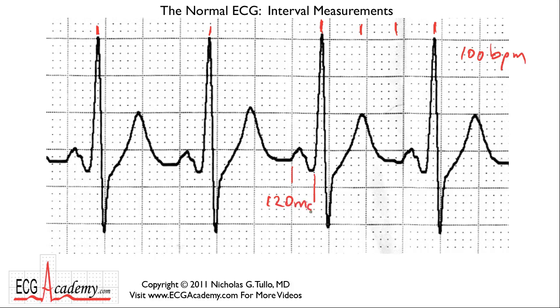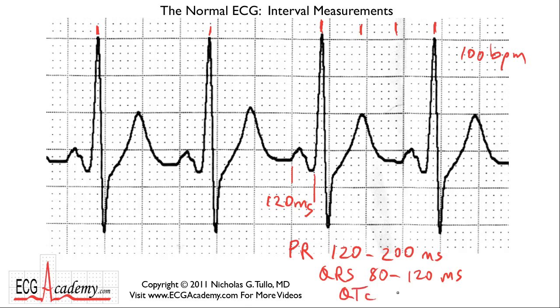120 milliseconds. Now, what is the normal PR interval? That's what we'd like to know. So the normal PR interval is 120 to 200 milliseconds. The normal QRS should be anywhere from 80 to about 120 milliseconds. And the normal QT interval, well, there isn't one, but the QTC should be less than 420 in men and 440 in women. Okay? So 120 fits into the normal range, but keep in mind this is a young patient.